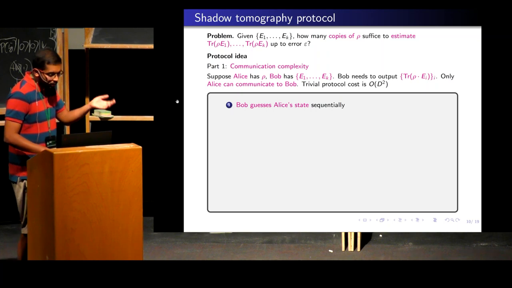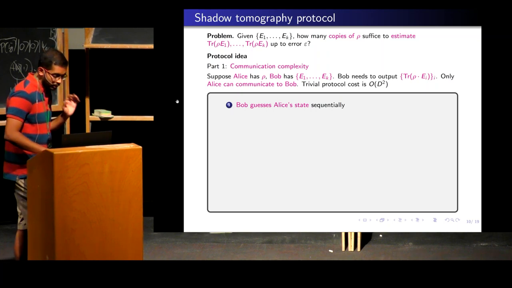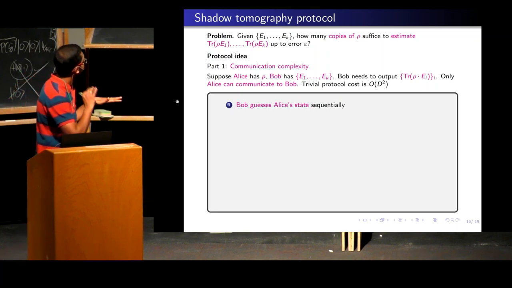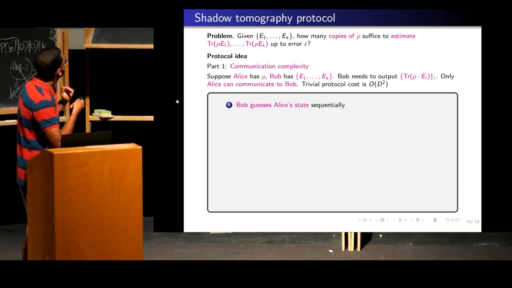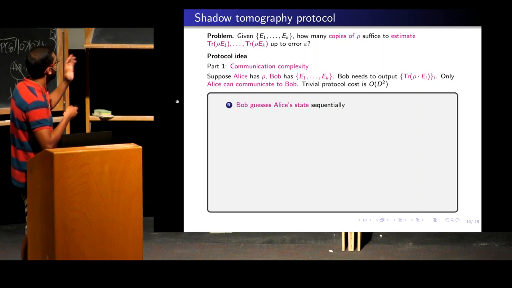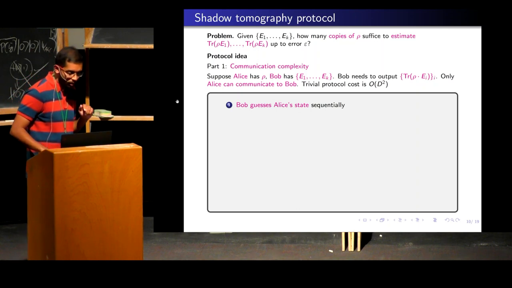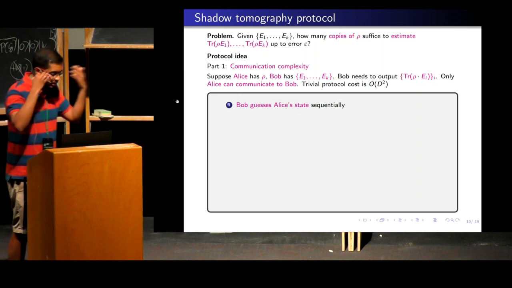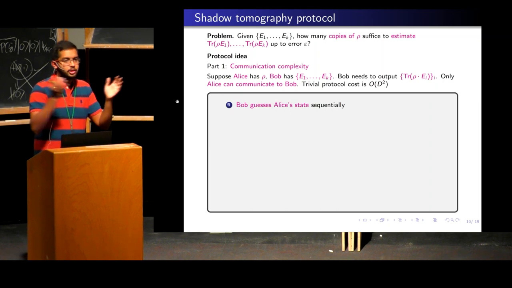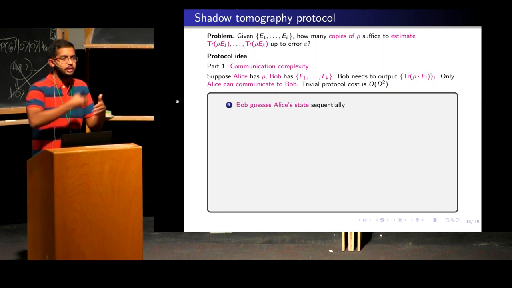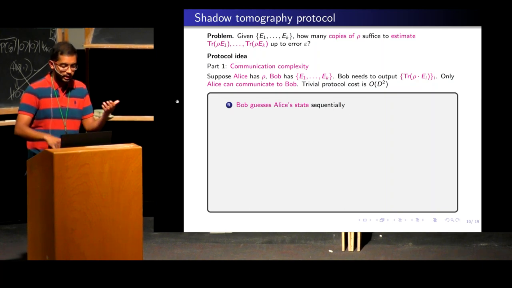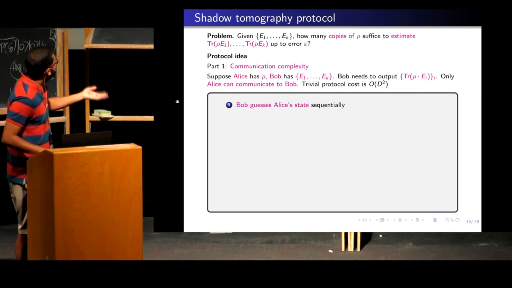There is a pretty idea on communication complexity, which Aaronson introduced, which is able to do this communication task exponentially faster in k and d. So what does Bob do? Bob just does the most naive thing. Initially, he has no idea what rho is. So he just thinks, okay, rho is maybe the identity. And he slowly starts iteratively updating his guess of what Alice's state is. So Bob starts guessing Alice's state iteratively.